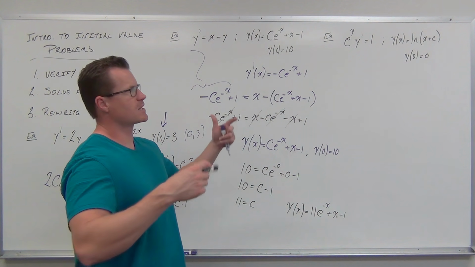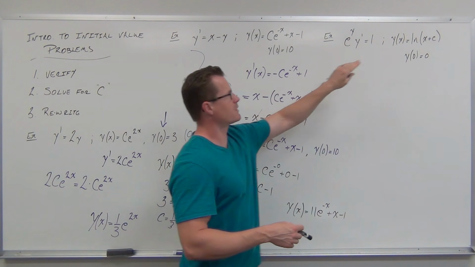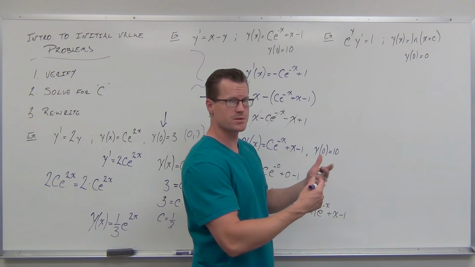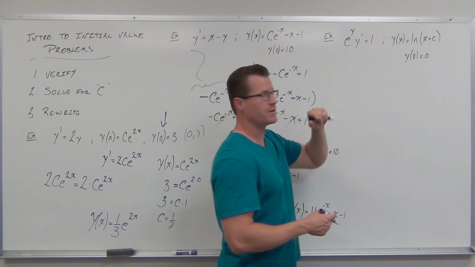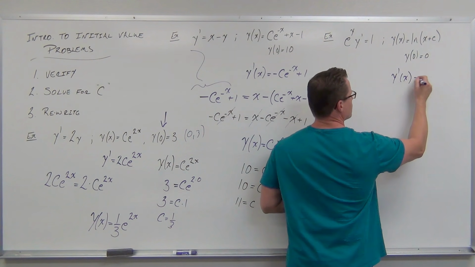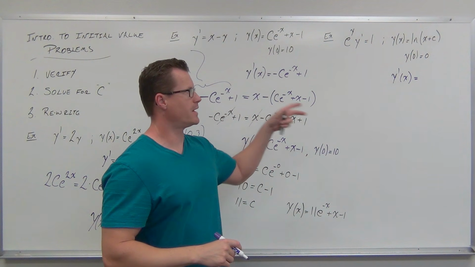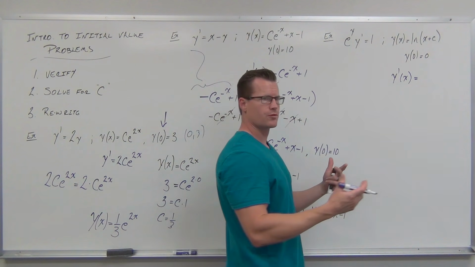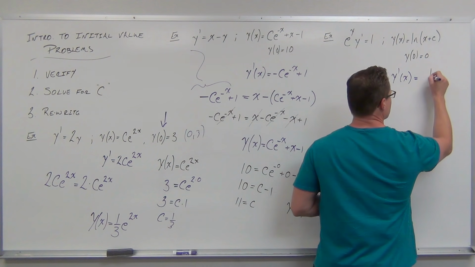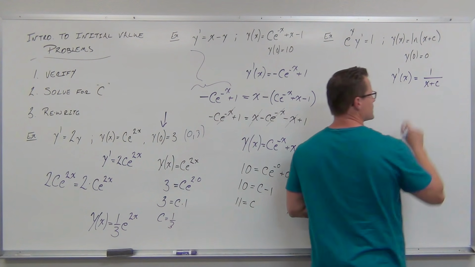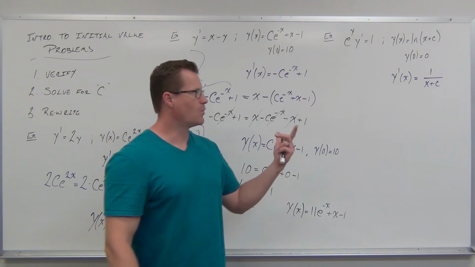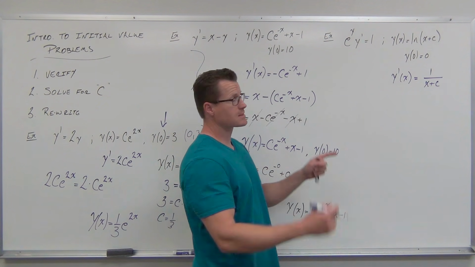So we do the same exact process. Let's find the first derivative. Let's plug these both in to verify, and then let's use our initial condition to solve for c. So first comes the verification. We need to take the first derivative to satisfy our differential equation. The derivative of ln of x plus c is 1 over x plus c times the derivative of x plus c. That's a chain rule. Since the derivative of x plus a constant is just 1, remember constants go to 0, we just get 1 over x plus c. Let's plug that stuff in.